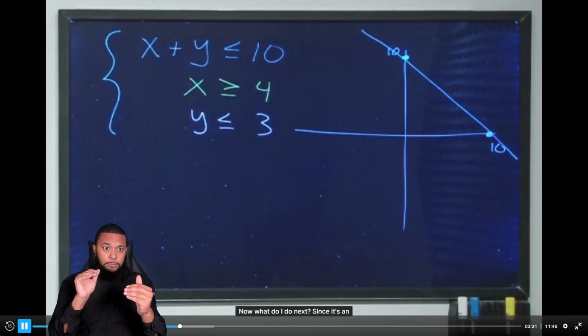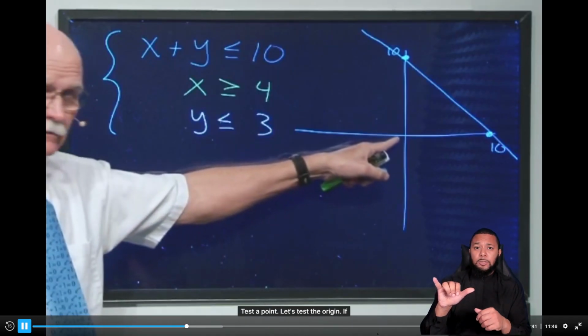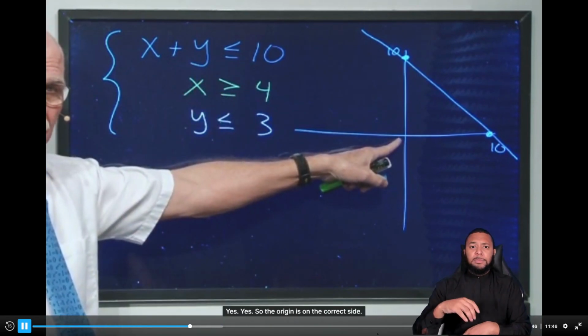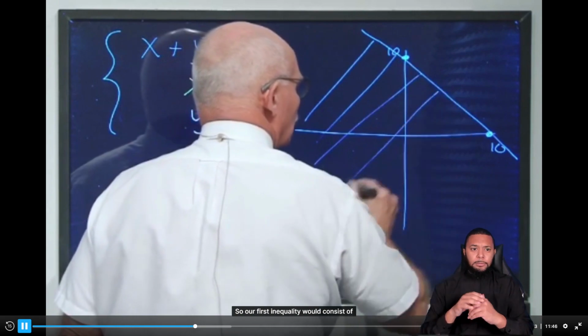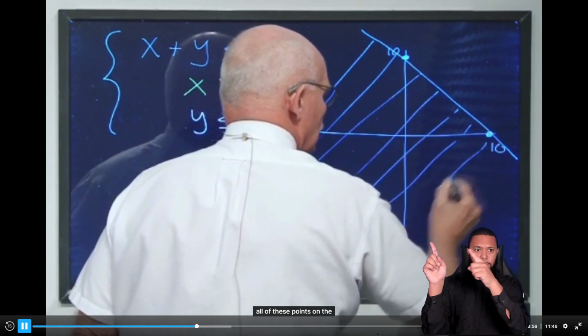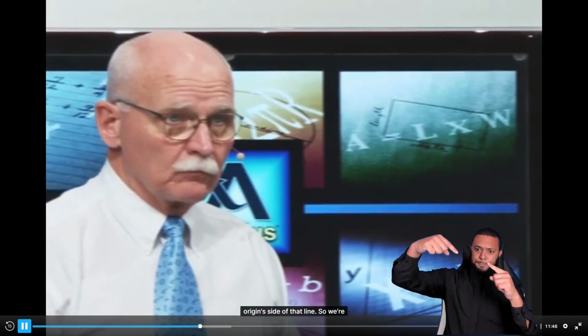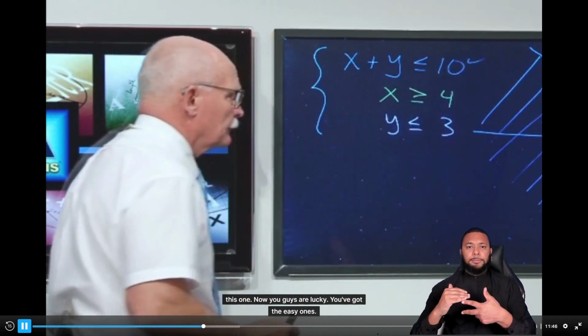Okay? Now what do I do next? Since it's an inequality. Test a point. Test a point. Let's test the origin. If x is 0 and y is 0, do I get a true statement? Yes. So the origin's on the correct side. So our first inequality would consist of all of these points on the origin side of that line. Okay? So we're 1 down and 2 to go. We've taken care of this one.